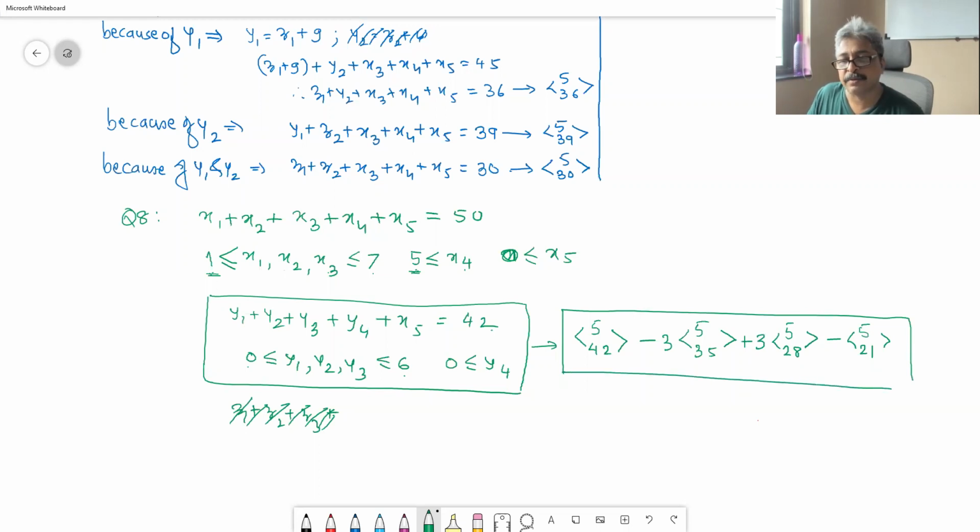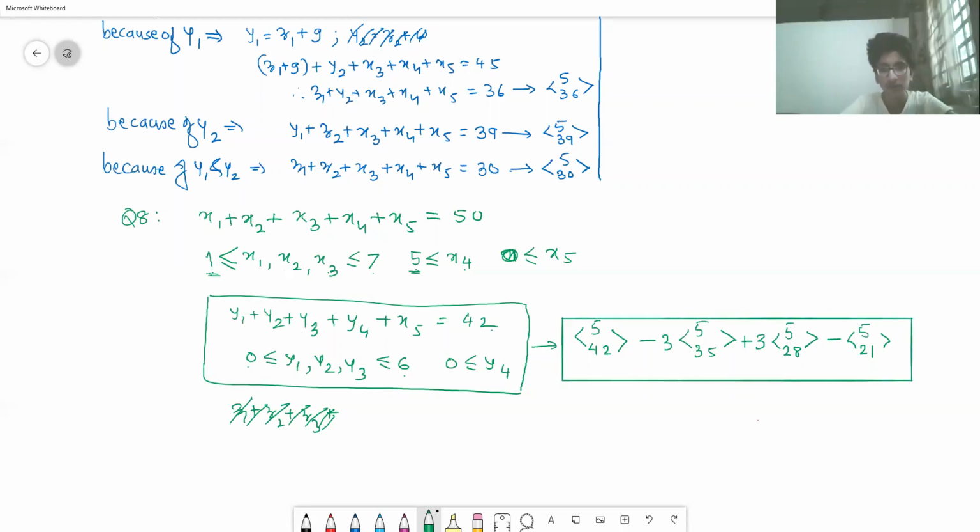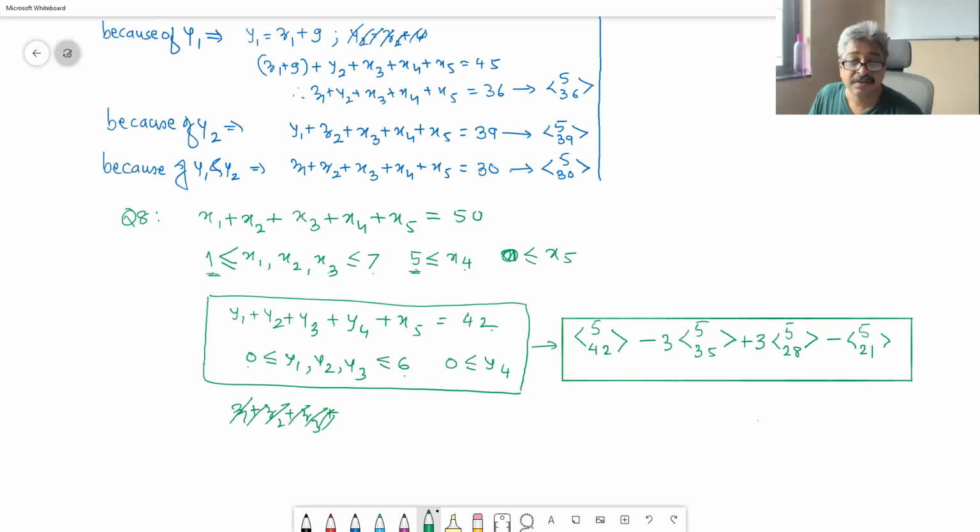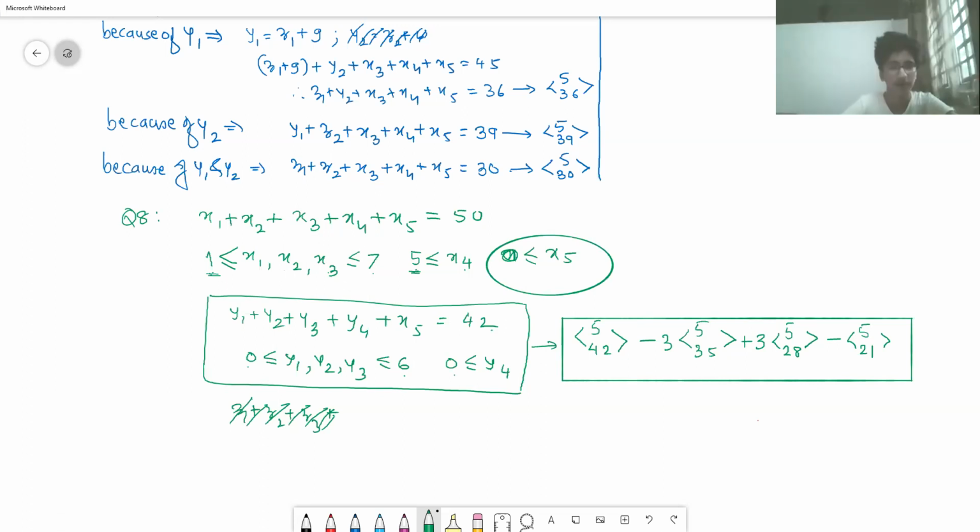It is so quick. What about y4? Therefore, when it becomes greater than or equal to 0, it is as good as x5. Yes, sir. We need not worry about it. Infinite supply available.